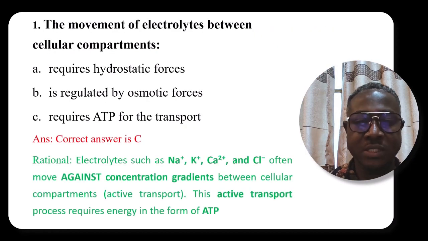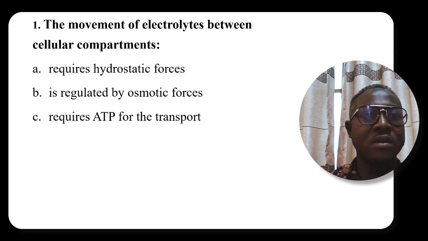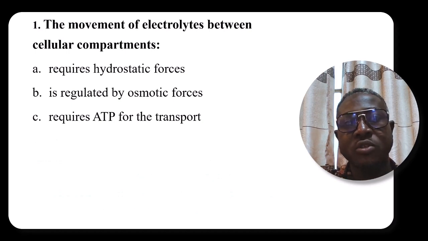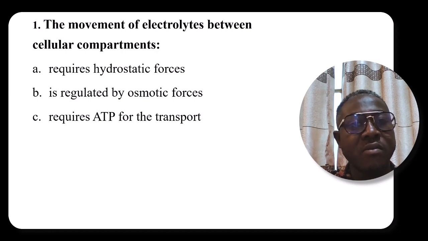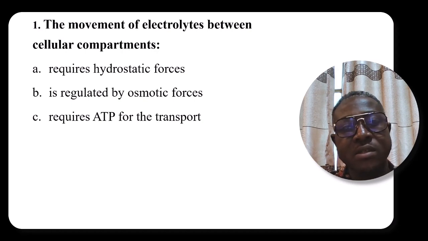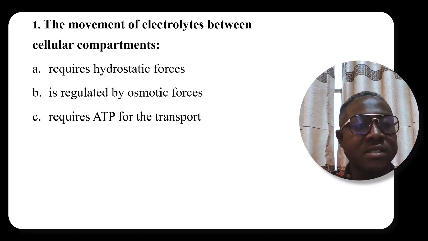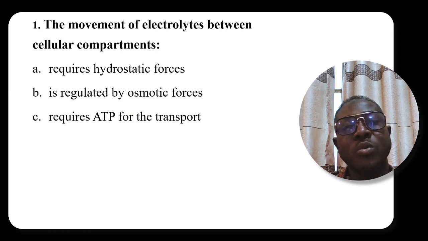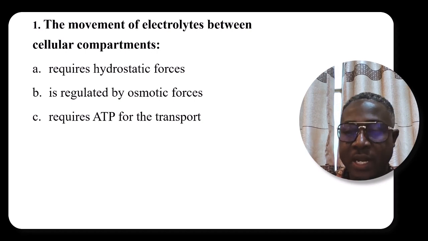The first question is: the movement of electrolytes between cellular compartments A. requires hydrostatic forces, B. is regulated by osmotic forces, and C. requires ATP for the transport. Put your answer in the comment section. I believe you are done.